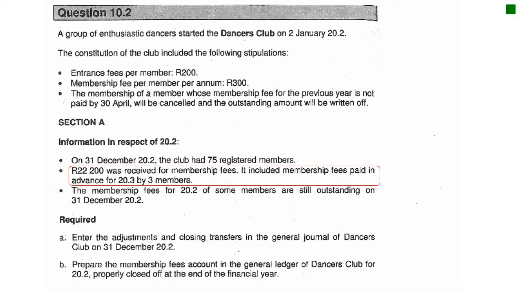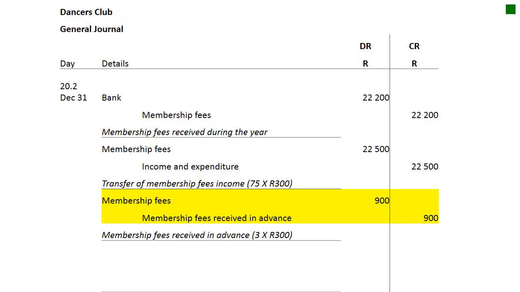The next thing they tell us is that we must look for membership fees paid in advance and membership fees in arrears. They tell us that there are 3 members who paid in advance for next year. So that means 3 times 300. There's 900 Rand included in this amount here that actually relates to next year's membership fees. So we're going to take that 900 Rand out of the membership fees account, and we're going to credit a liability called membership fees received in advance. That's for 3 members at 300 Rand each.